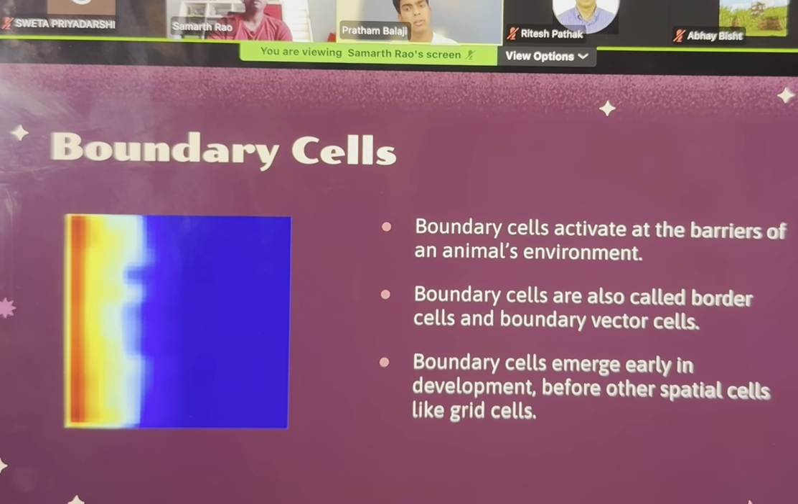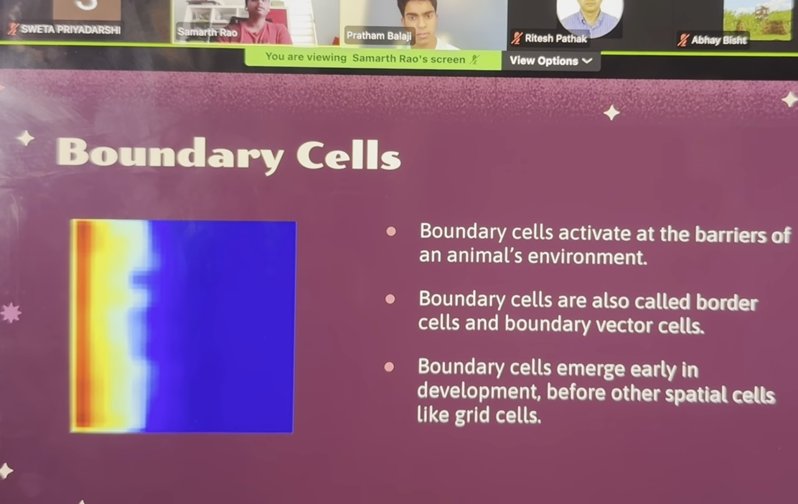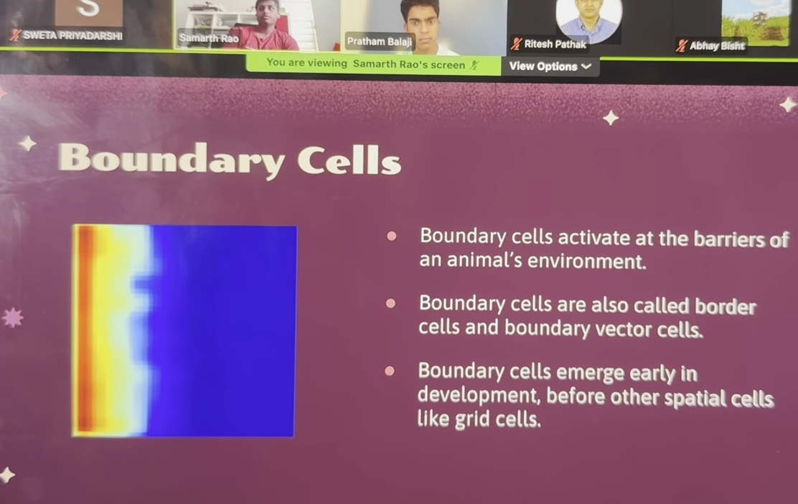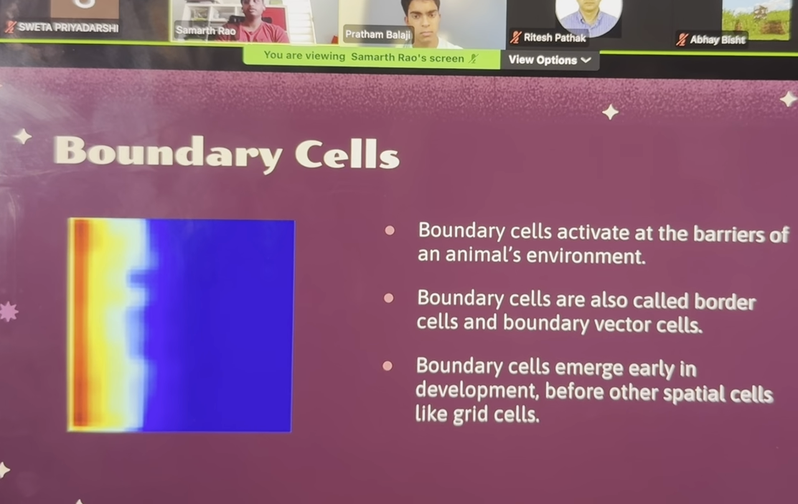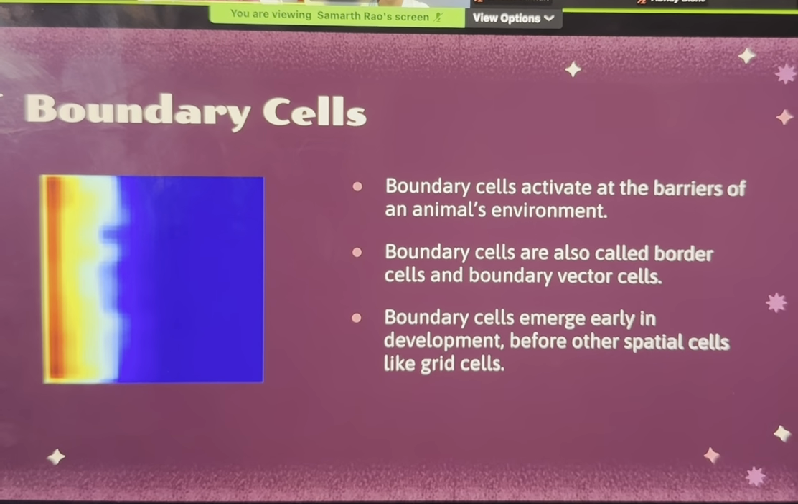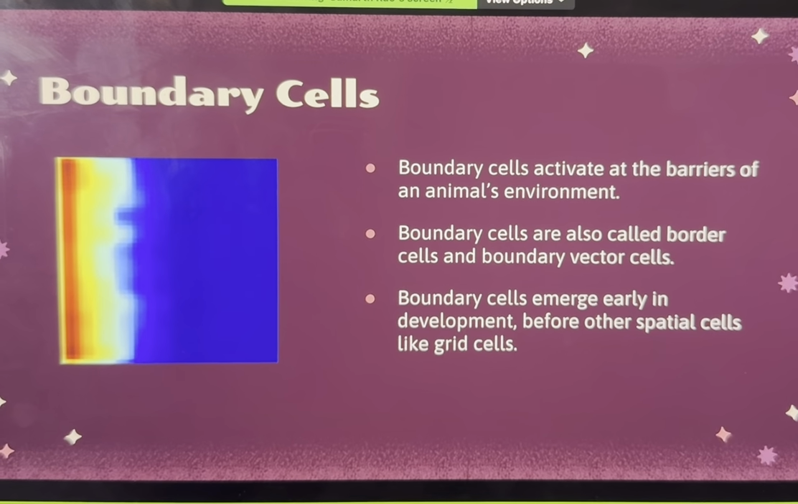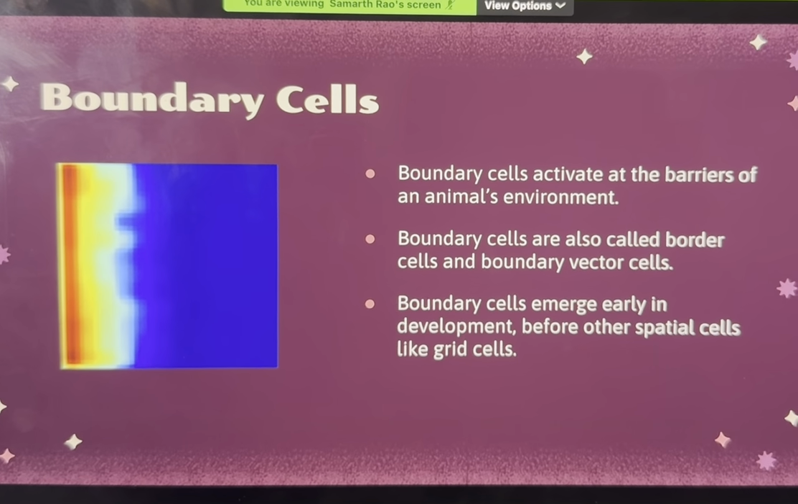Boundary cells are active at the barriers of an animal's environment and are also known as border cells. They emerge early in development before other spatial cells to allow for a vague understanding of an animal's environment that slowly increases in clarity as it grows.